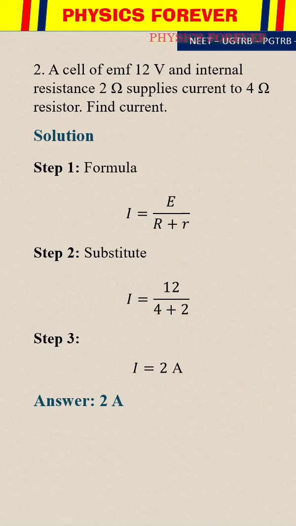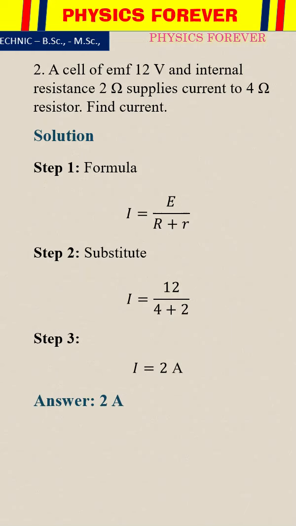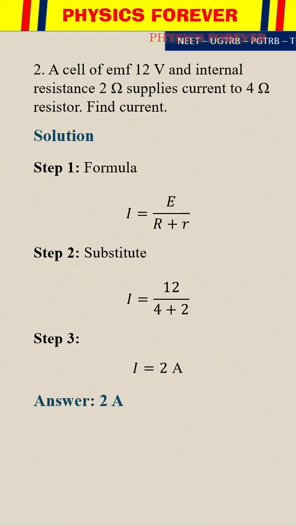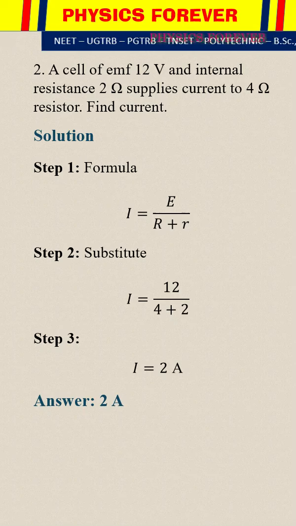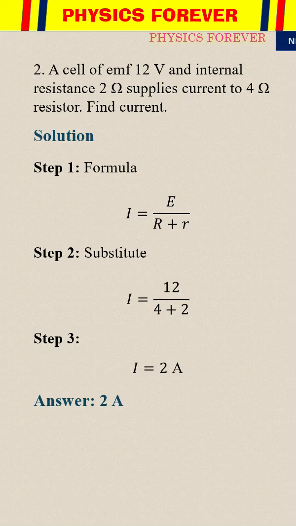Similarly, second problem, already we have given that problem. Okay, a cell of EMF 12 volt and internal resistance 2 ohms supplies current to 4 ohm resistance, then find the current. So already we have given that formula, I is equal to E by R plus r. So all the data is given in the question, just we have to put the values in that equation, then we have to get the answer.